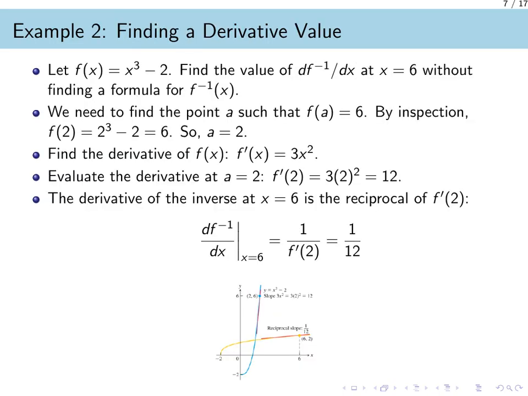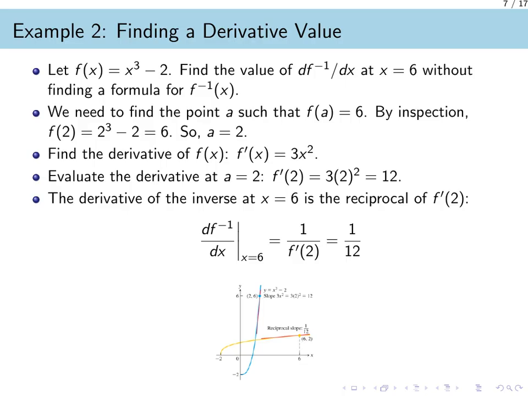Here is an excellent practical application of our inverse derivative rule, where we find the derivative's value at a specific point without needing a formula for the inverse function. We want the derivative of the inverse of f of x equals x cubed minus 2, evaluated at the point x equals 6. Our first step is to find the input, which we will call a, for our original function that produces the output 6.